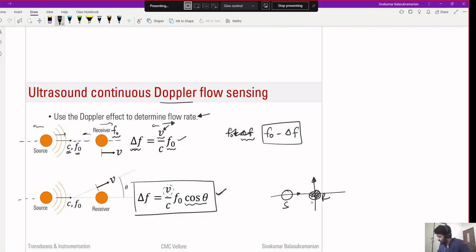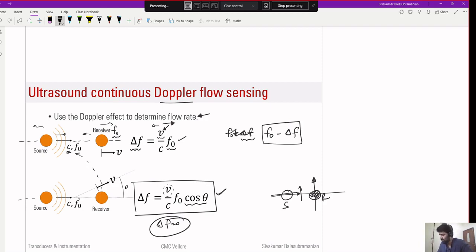That means if you move in such a way that you're always moving orthogonal to the direction of the wave, then delta f is 0. That means you don't have any change in your apparent frequency. You will report f naught. That's because if you're moving orthogonal to the direction in which the wave is traveling, then your distance with respect to the source remains the same. That's why there is no change.